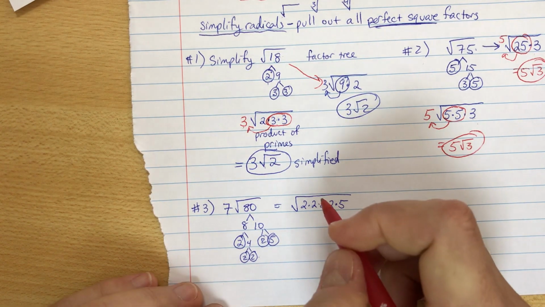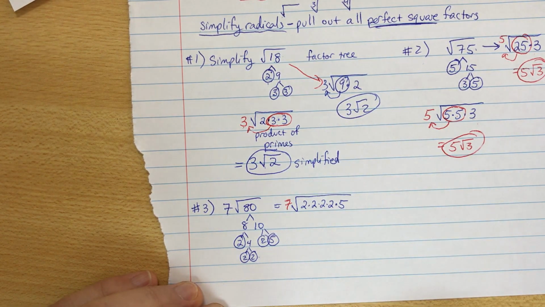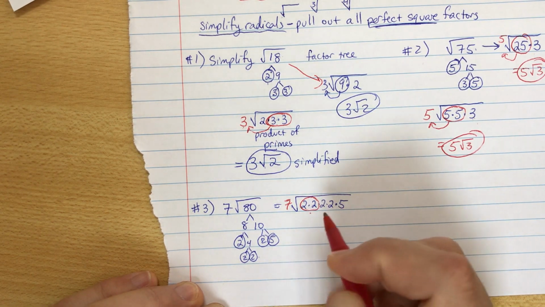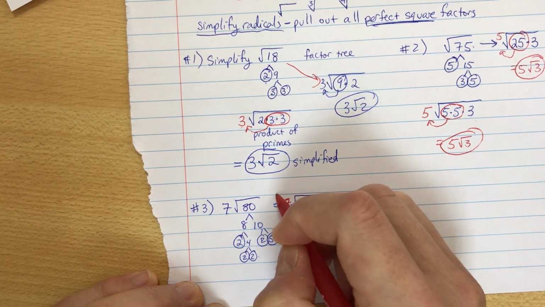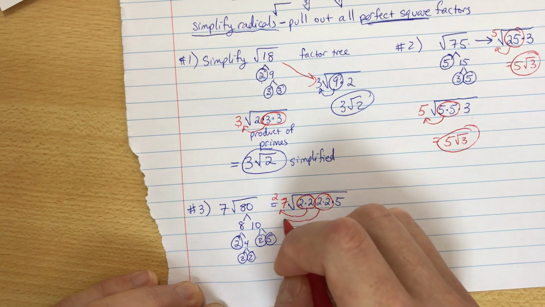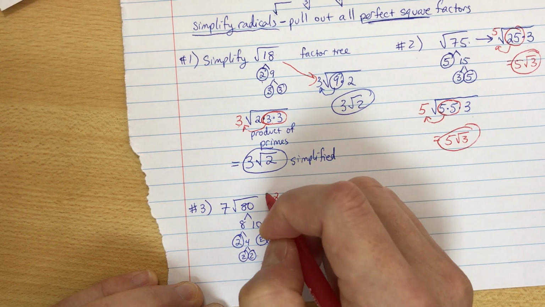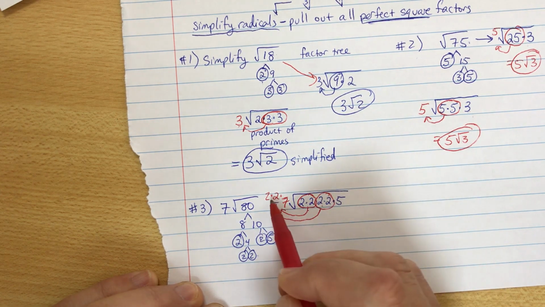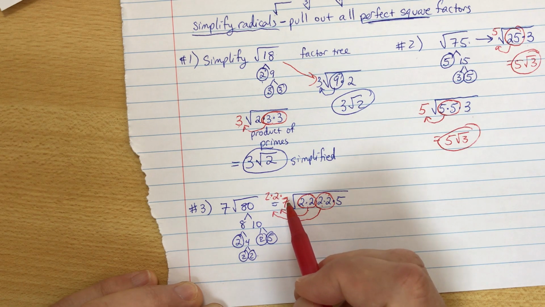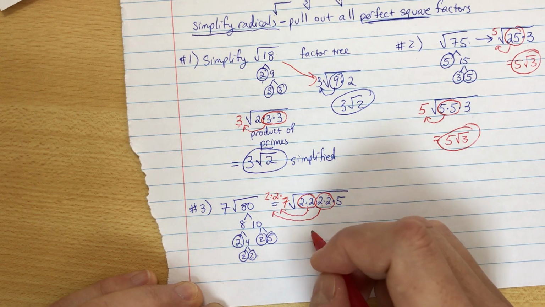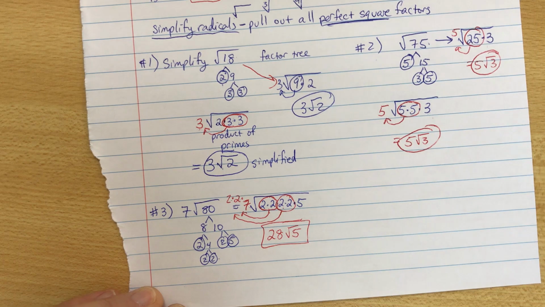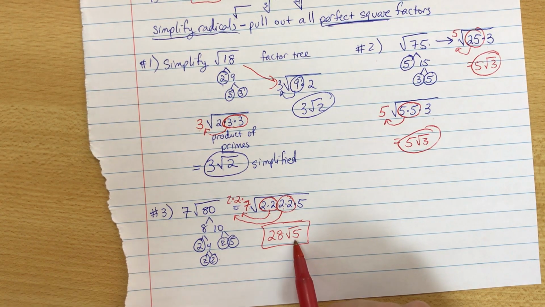And we already have the 7 out there. I'm going to rewrite that. When I see a pair of numbers, that's a perfect square. That's 4. The square root of 4 is 2. But then there's another pair of 2's, so I have to pull that out as well. The square root of 4 is 2. Now, anything that I pull out, those will get multiplied together. So 2 times 2 times 7, that would be 4 times 7. What we get is 28 square root 5. That is simplified because for the 5, there's no perfect square factor of 5.